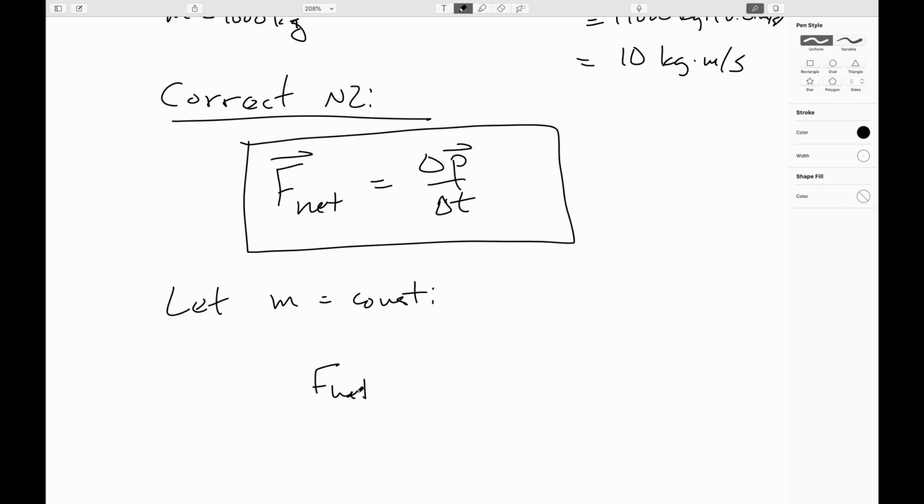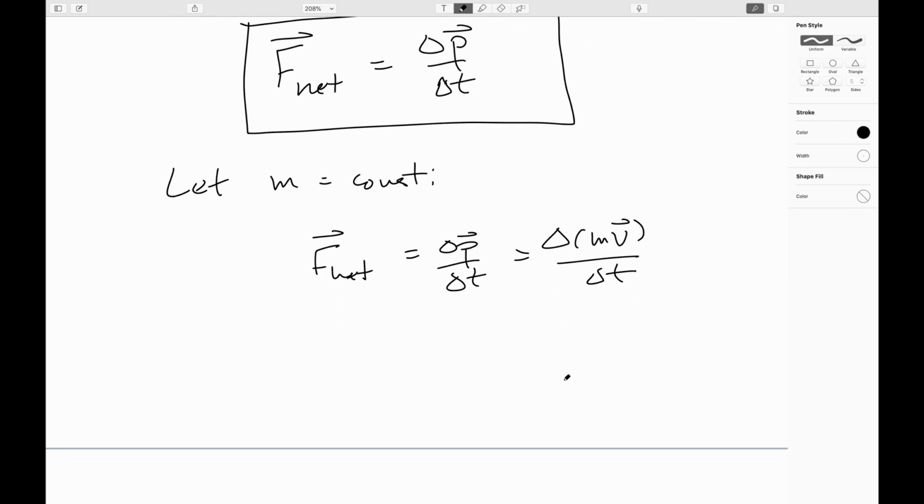So we say F net equals the time rate of change of the momentum of a thing. That would be the time rate of change of the product of the mass times the velocity. But if the mass is a constant, the change in mass times velocity is the same difference as the mass times the change in velocity. Divide by delta t, and we go, oh, hey, that's ma.